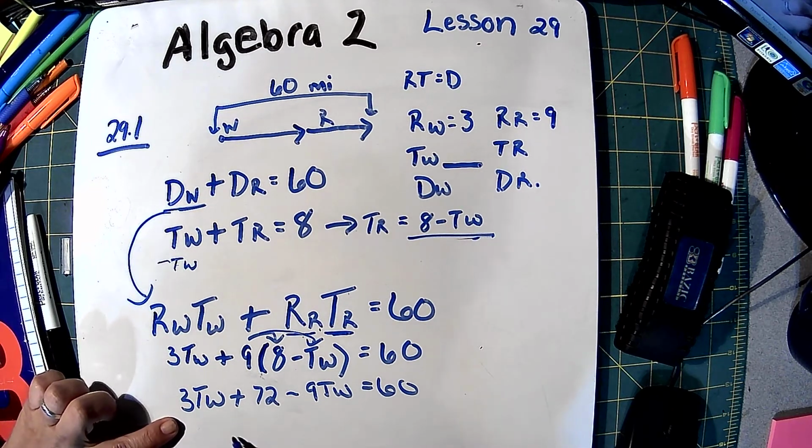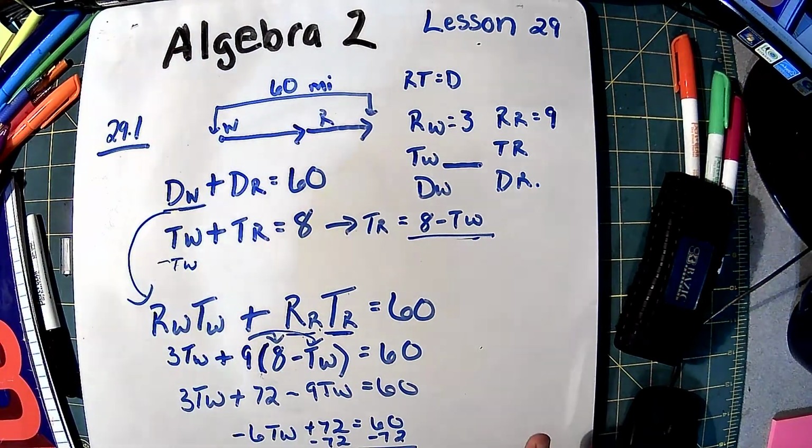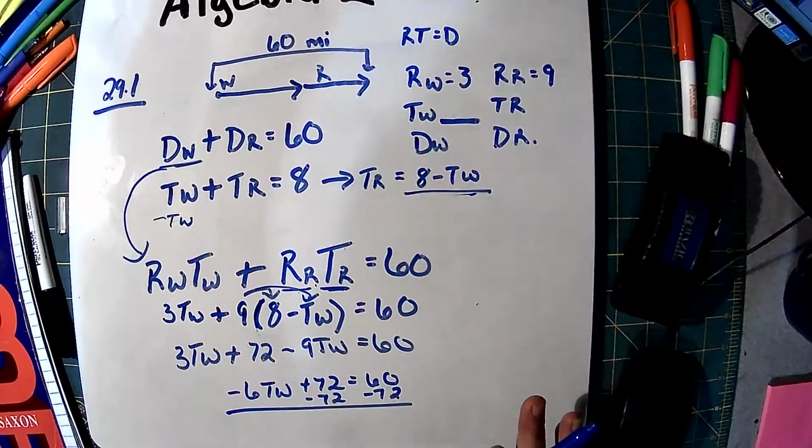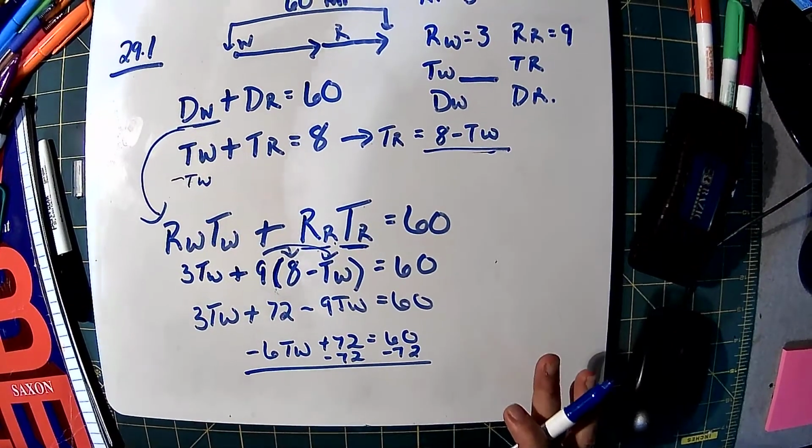3 and negative 9 would be negative 6 TW plus 72 equals 60. Now I'm going to say minus 72, and I am going to get, let me move my camera a tad here so you guys can see. There we go.